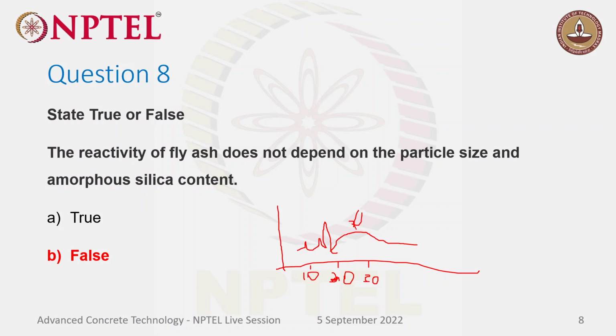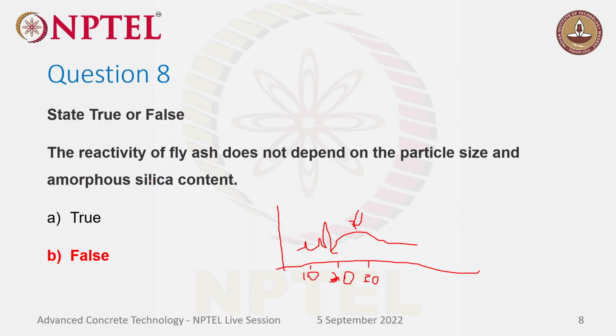Okay. So if you see an X-ray diffraction plot of fly ash, there will be an amorphous hump between 20 to 30 degree, which means the amorphous hump indicates the amount of amorphous silica content present in it, which is mainly responsible for the reactivity of fly ash. So here they have said reactivity of fly ash does not depend on particle size and amorphous silica content, which is false, because this is the main particle that you know about the pozzolanic reaction happens once we add pozzolan to ordinary Portland cement, right? So this amorphous silica reacts with the Portlandite on OPC hydration and forms additional CSH.